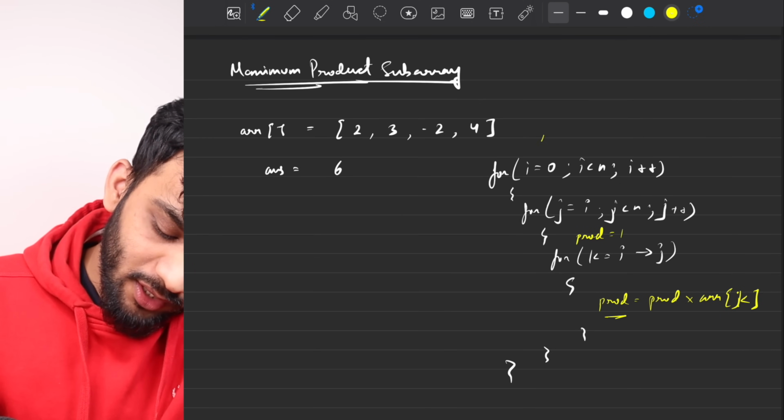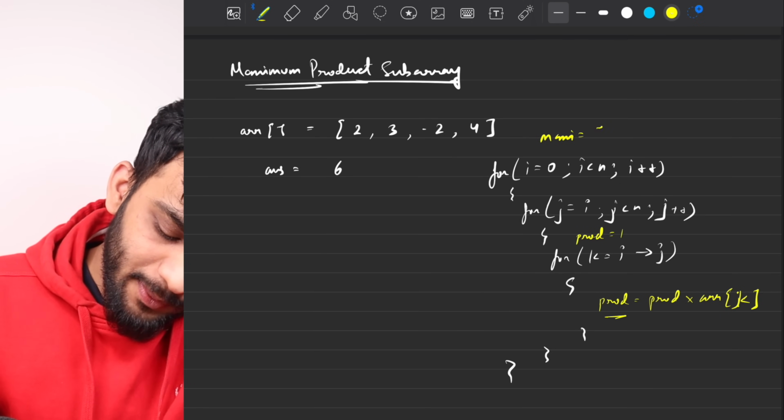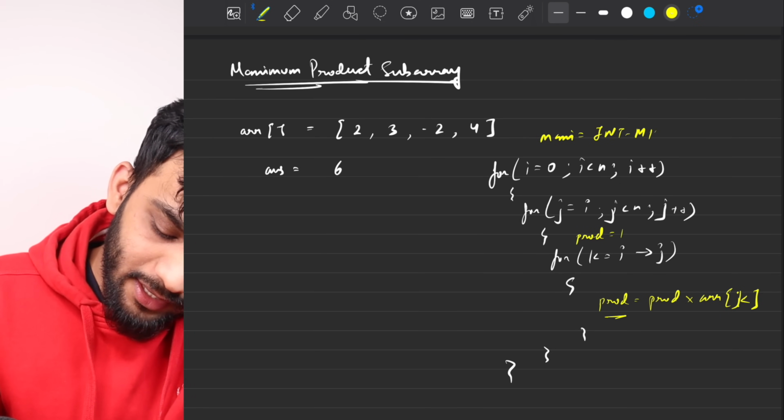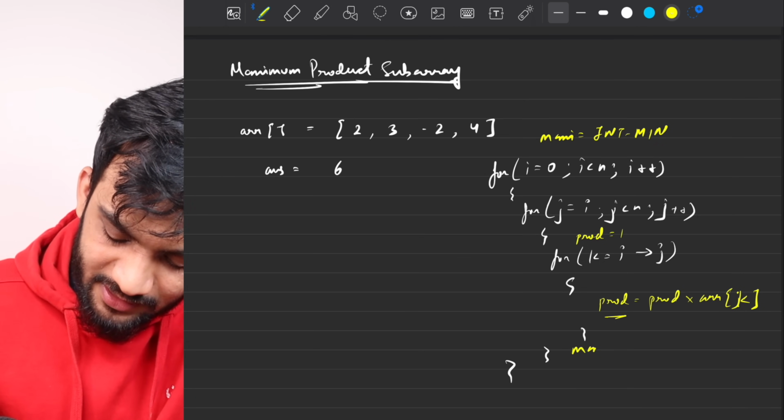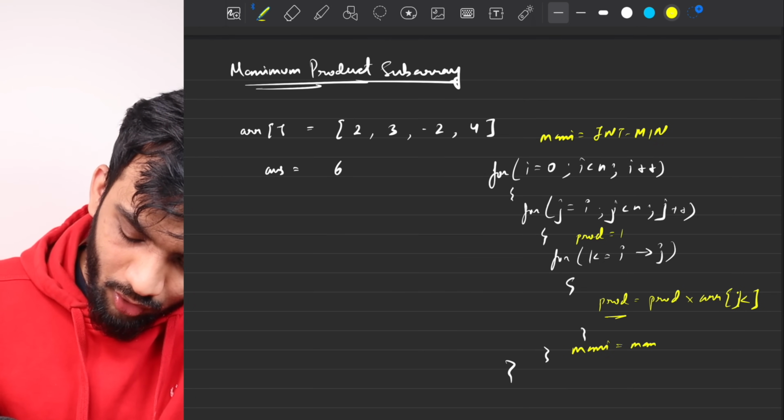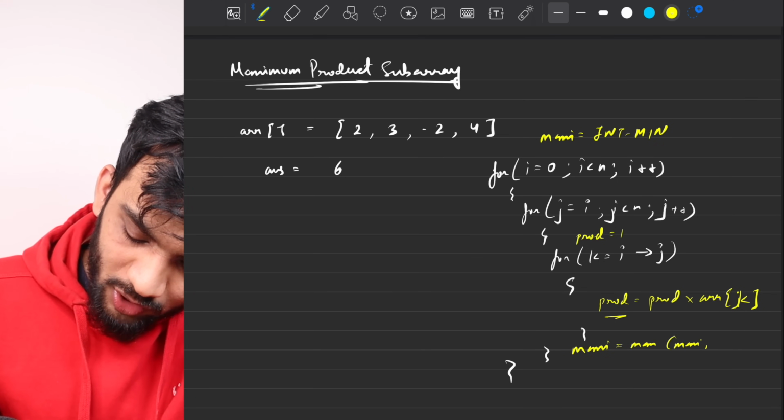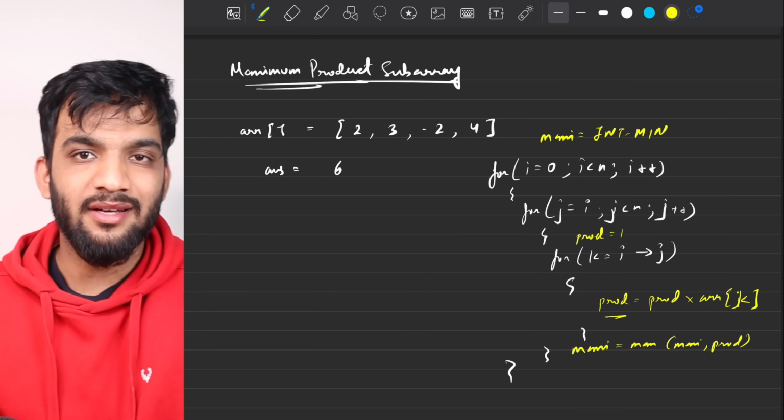Once I've got the product, I need the maximum. Maybe I can store maximum as INT_MIN. And over here, I can say maximum equal to max of maximum and whatever current product this subarray is generating.